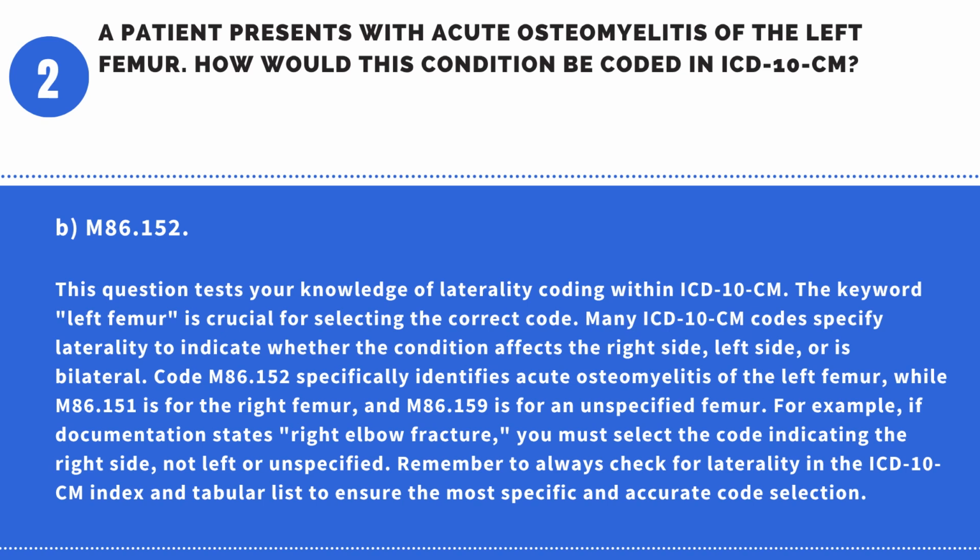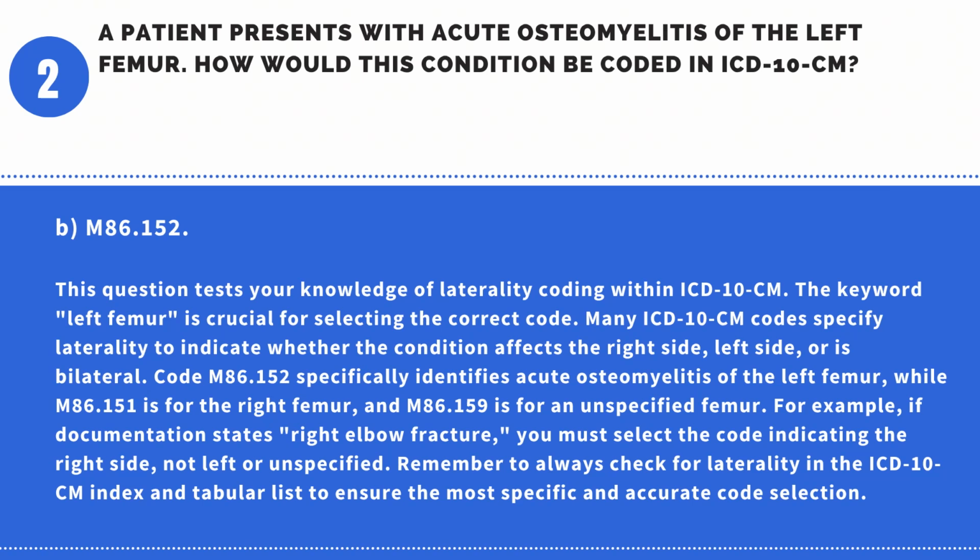M86.152. This question tests your knowledge of laterality coding within ICD-10-CM. The keyword left femur is crucial for selecting the correct code. Many ICD-10-CM codes specify laterality to indicate whether the condition affects the right side, left side, or is bilateral. Code M86.152 specifically identifies acute osteomyelitis of the left femur, while M86.151 is for the right femur, and M86.159 is for an unspecified femur.